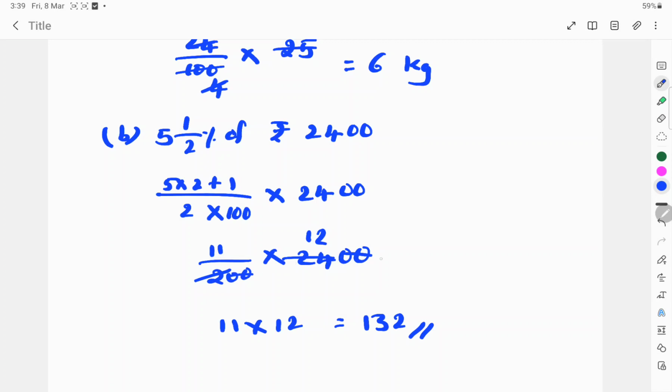Here 2 zeros cancel. 2 cancels in 24, 12 times. So 11 into 12 is equal to 132 rupees.